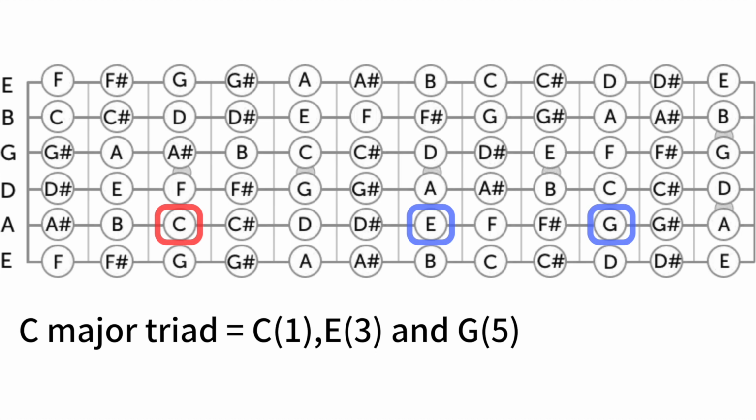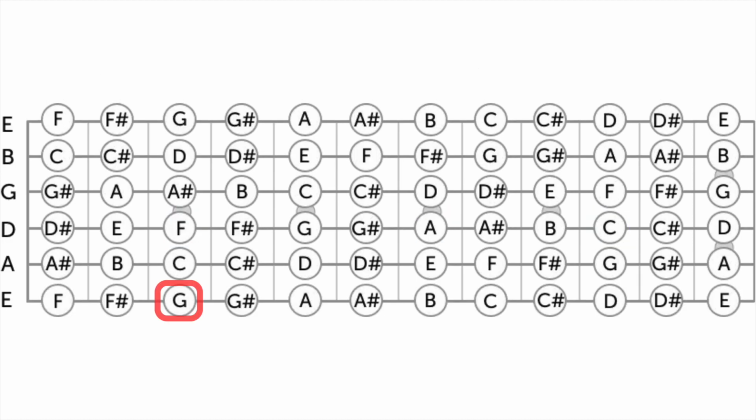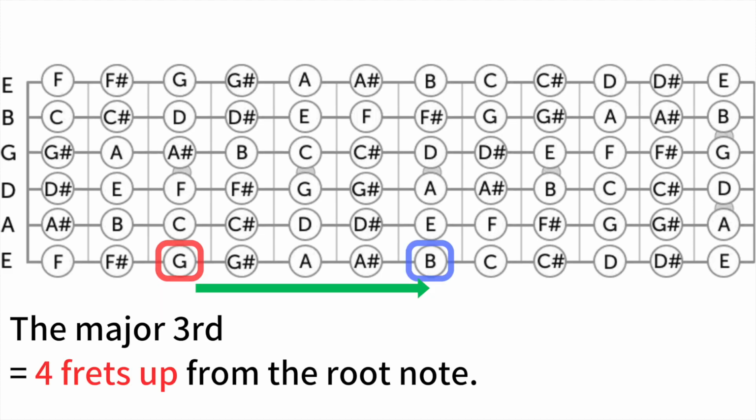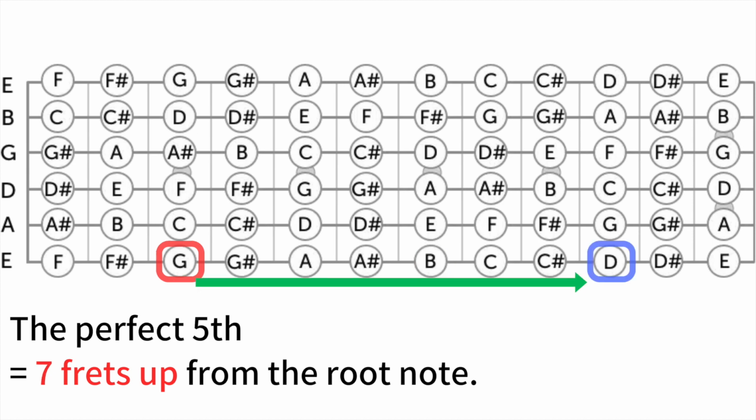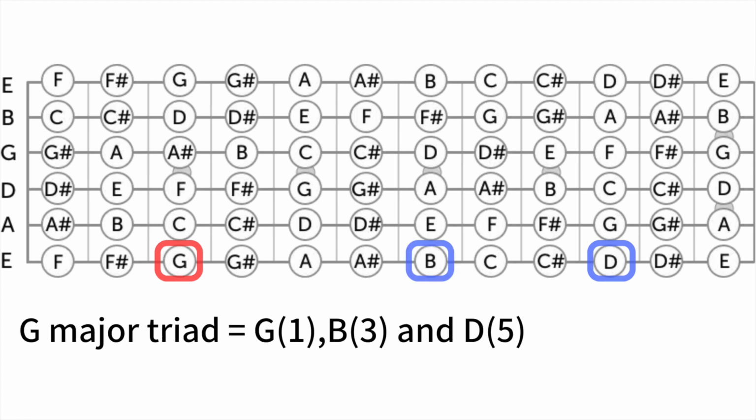Let's put this into practice with a different root note. Say we want to build a major triad starting on G. The root note is G. 4 half steps above G gives us the major third, which is B. 7 half steps above G gives us the perfect fifth, which is D. So, a G major triad consists of the notes G, B, and D.